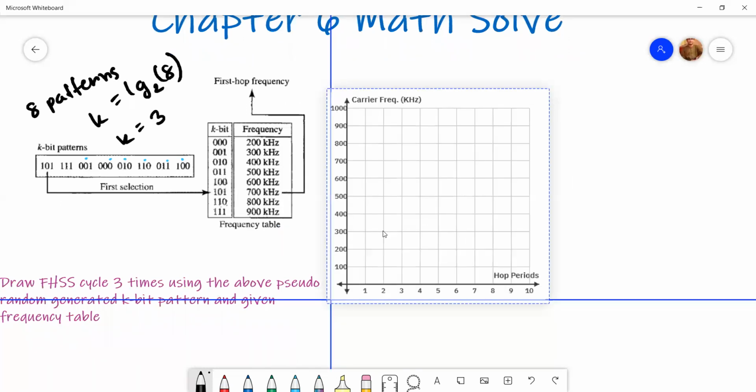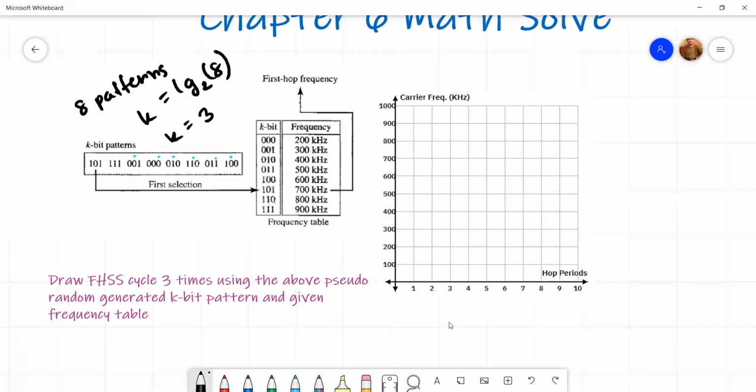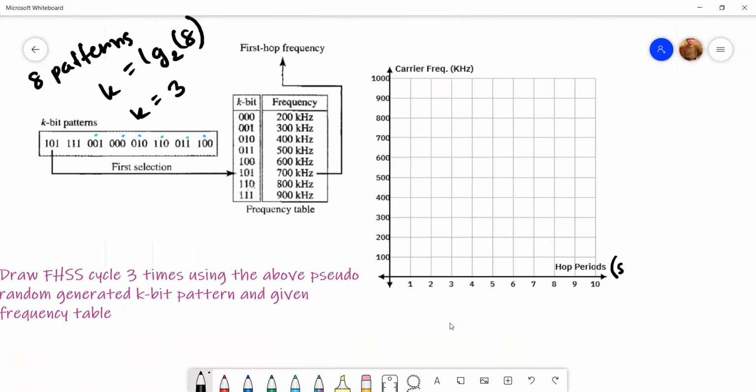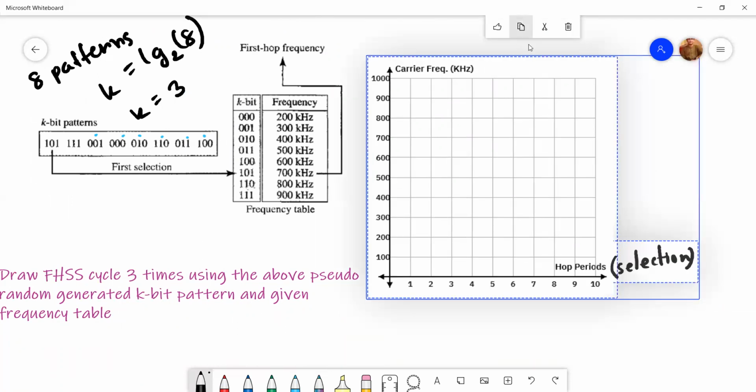So we have to remember one thing here: on the x-axis, the hop periods basically mean the selection. In the first selection, the pattern is 101, so this is my first hop. In the second selection, the pattern is 111, so I will be going for the 111, or the second hop period. The third hop period, or third selection, is the 001. Basically, these are my ideas over here.